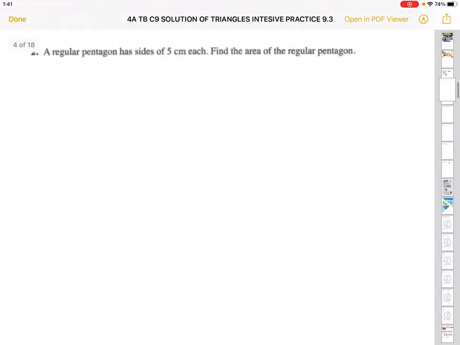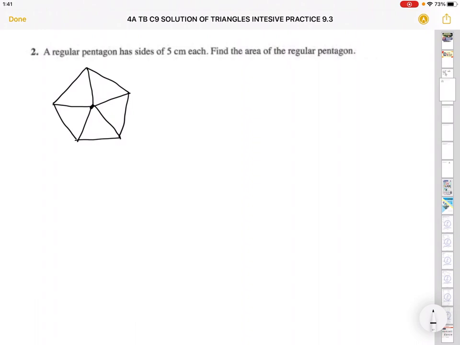You have a regular pentagon. The length of side is 5 cm. You're supposed to find area of this pentagon. Now we know that a regular pentagon will look something like this. Sorry, my diagram is a bit ugly, and they all meet at the center, right? So now we know the length of side, which is 5 cm, but to use area of triangle, we need more information. We need to know the angle and the length of two sides next to the angle, right?